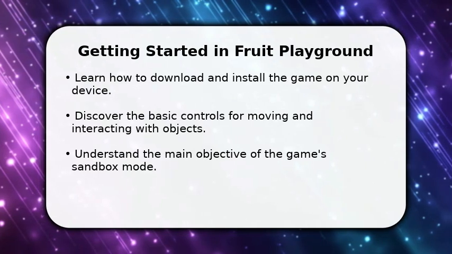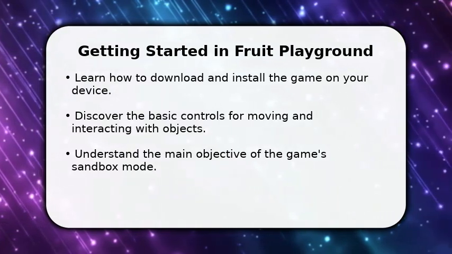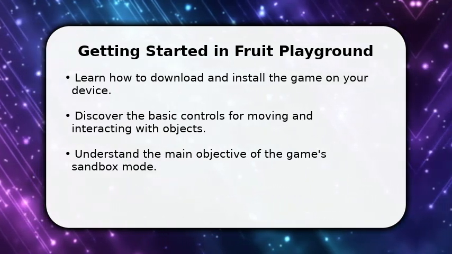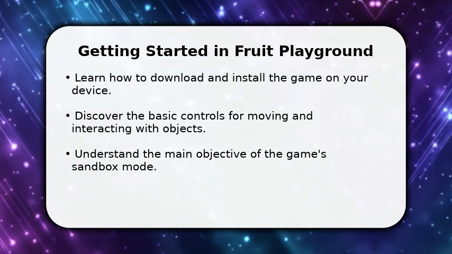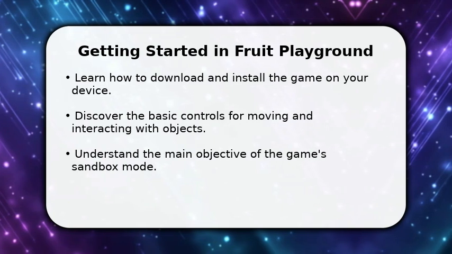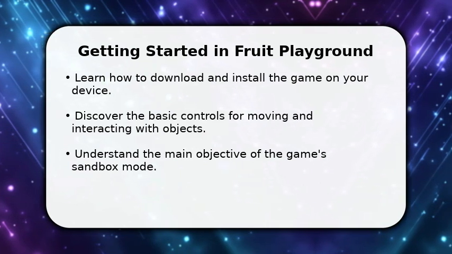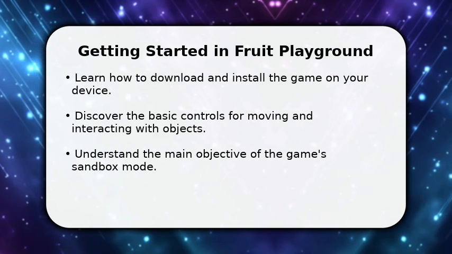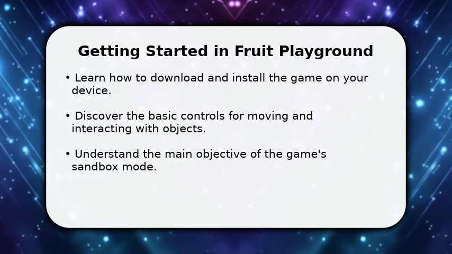Enjoy the video. In this video, I will explain how to play Fruit Playground. First, ensure you have the game installed on your device, available on most app stores. Once launched, you'll find simple touch controls for moving around the environment. The primary goal is to experiment with various fruits and objects, creating fun and often chaotic scenarios. Get ready to unleash your creativity in this exciting physics sandbox.